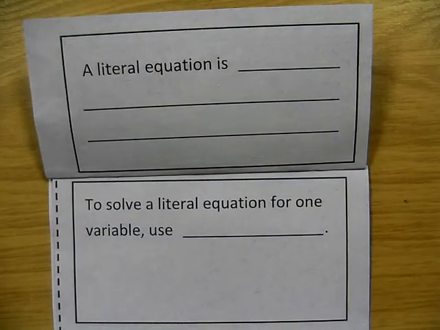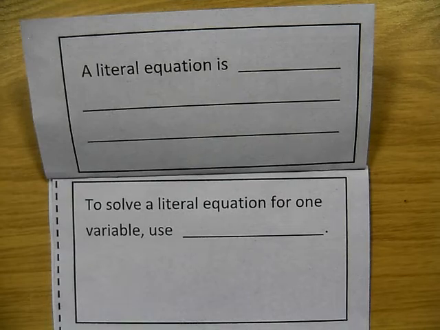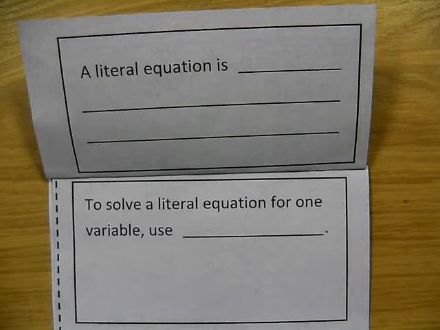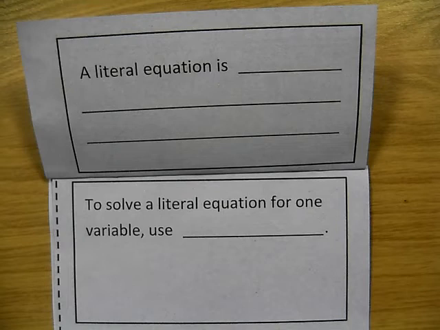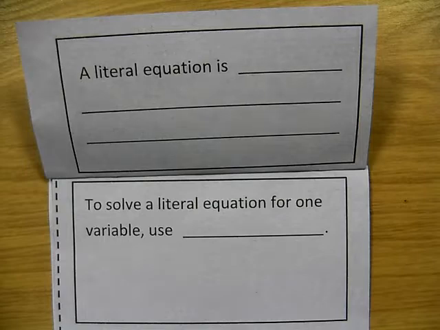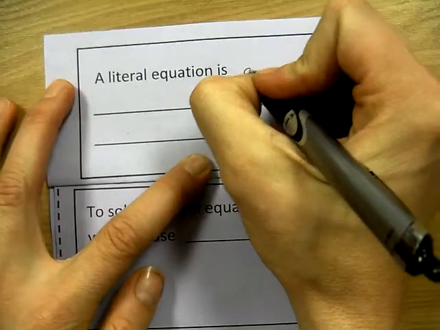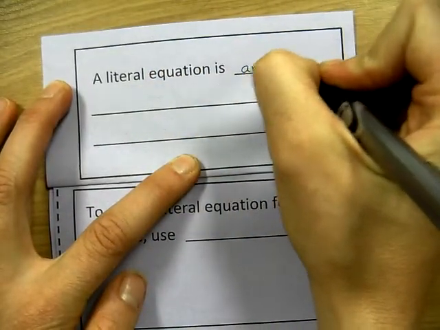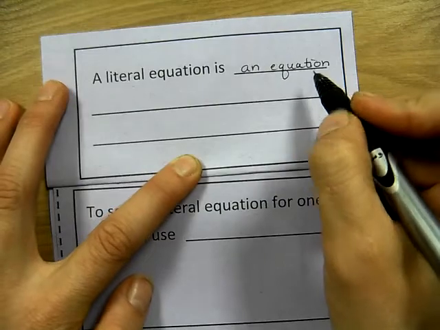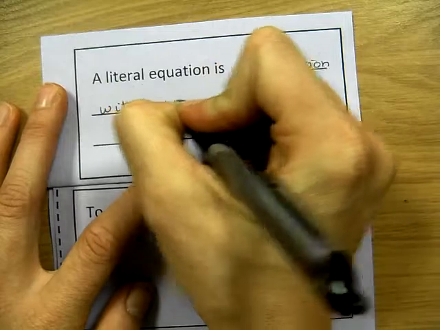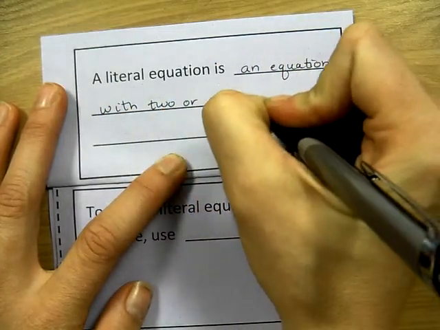Now we know an equation means an algebra or a mathematical sentence that has an equal sign. So we know a literal equation will be an example of this. There will be an equal sign, but more specifically, we will also see two or more variables. So a literal equation is going to be an equation, meaning we'll see an equal sign with two or more variables.